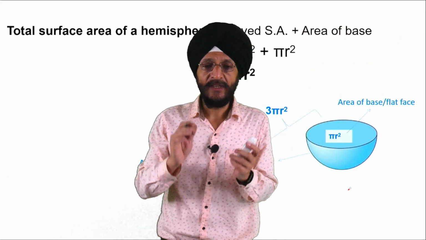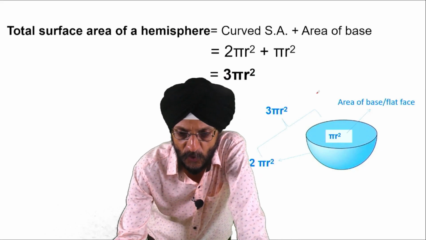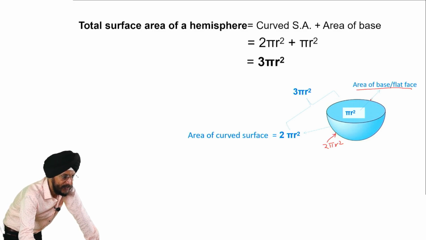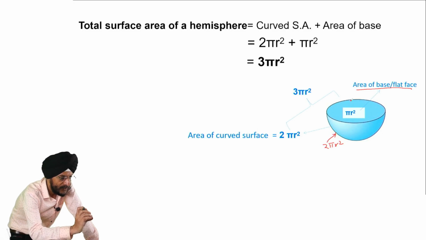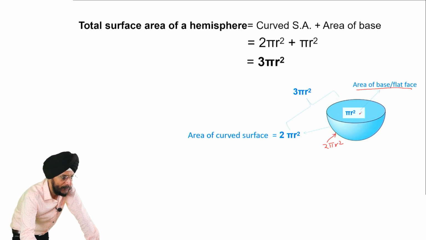Now we will talk about the total surface area of hemisphere. When we talk about the total surface area of the hemisphere, we not only include the curved surface area, this one, this is the curved surface area. We also include the area of base, this one. So we have already calculated that the curved surface area is 2 pi r square, and the area of base is pi r square. When we sum total both, that is the curved surface area and area of base, we arrive at the total surface area.